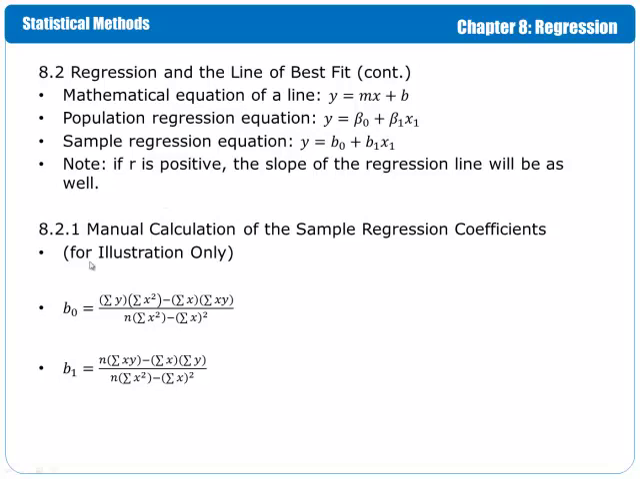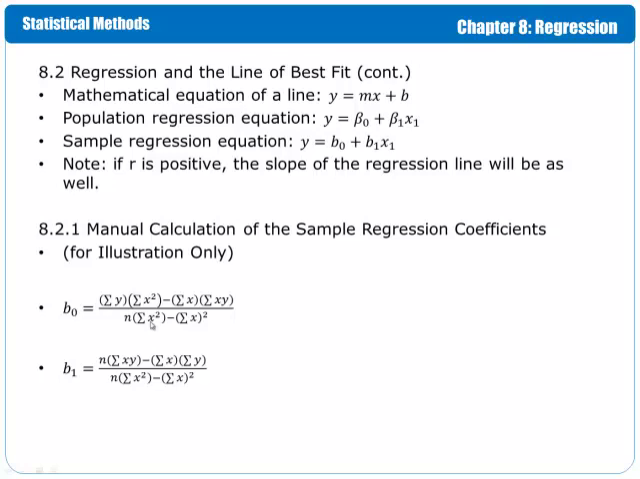Now let's look at the manual calculation of the sample regression coefficients, and we'll do so for illustration purposes only. I would never expect somebody to actually do this by hand, because there are a lot of places where mistakes can be made in hand calculations, and the computer will do it easily for us. If you look at this equation, this is the equation for the y-intercept, and here is the equation of the slope. So you have lots of products of x's and y's.